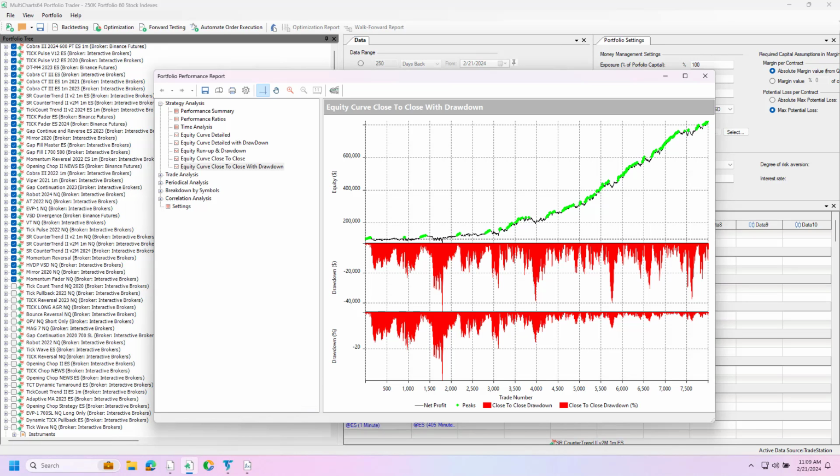One of the things I do in my trading is I use a lot of tools to determine what is working in the market. I use TradeStation, I use Multicharts, I use NinjaTrader, and this is the Multicharts Portfolio Backtester. You can see it says up here Multicharts 64 Portfolio Backtester, 250K portfolio stock indexes.